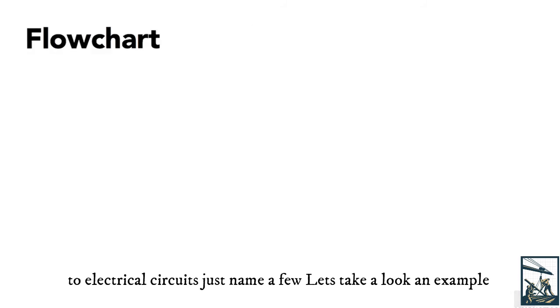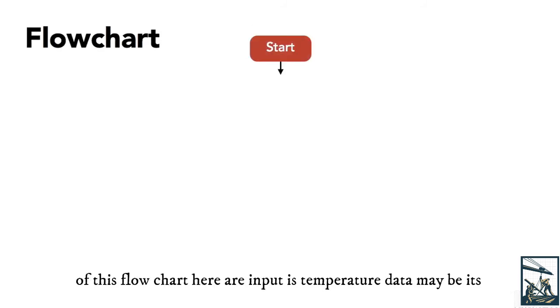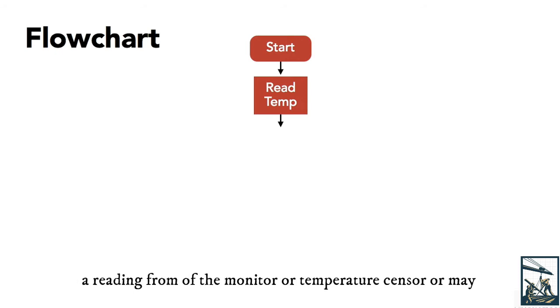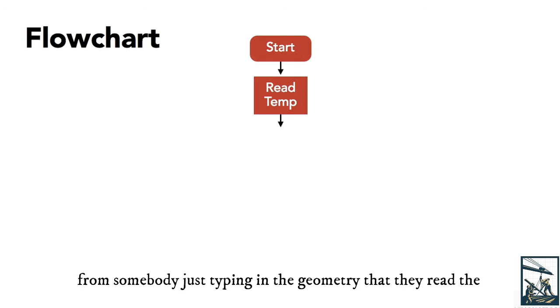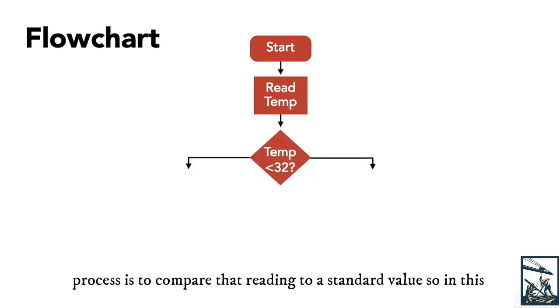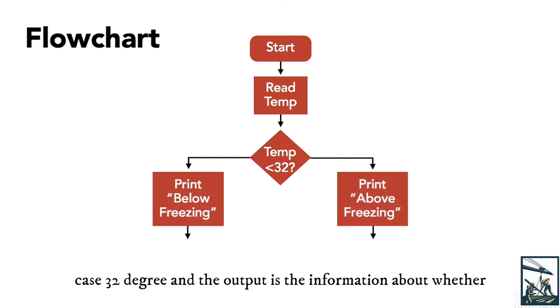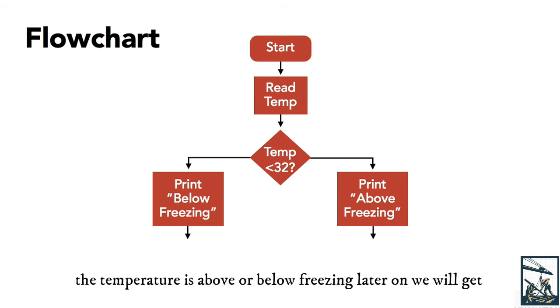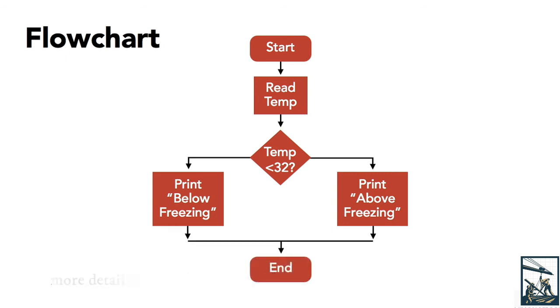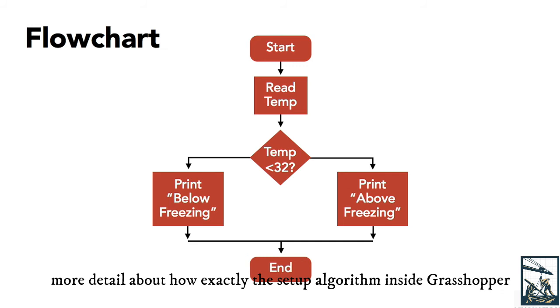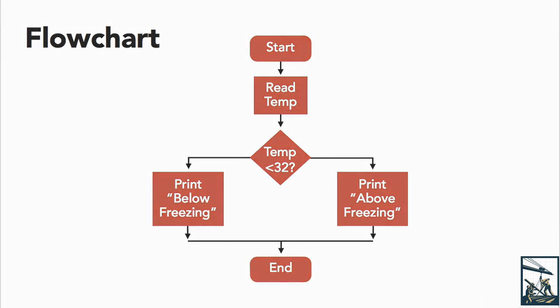Let's take a look at this example of a flowchart. Here, our input is temperature data. Maybe it's a reading from a thermometer or a temperature sensor, or maybe from somebody just typing in the temperature that they read. The process is to compare that reading to a standard value, so in this case, 32 degrees. Then the output is information about whether the temperature is above or below freezing. Later on, we'll get into more details about how exactly to set up algorithms inside of Grasshopper.